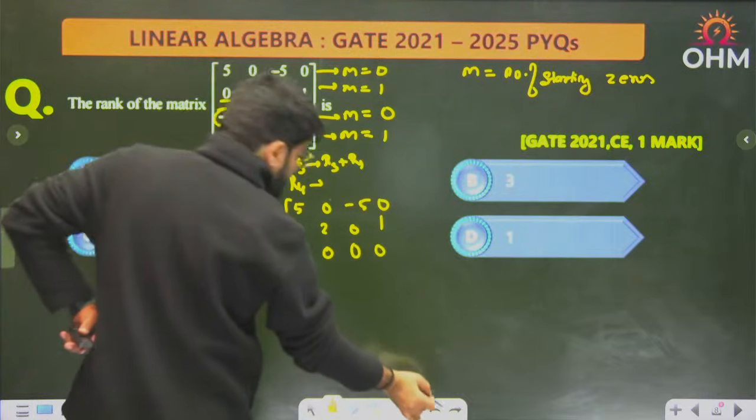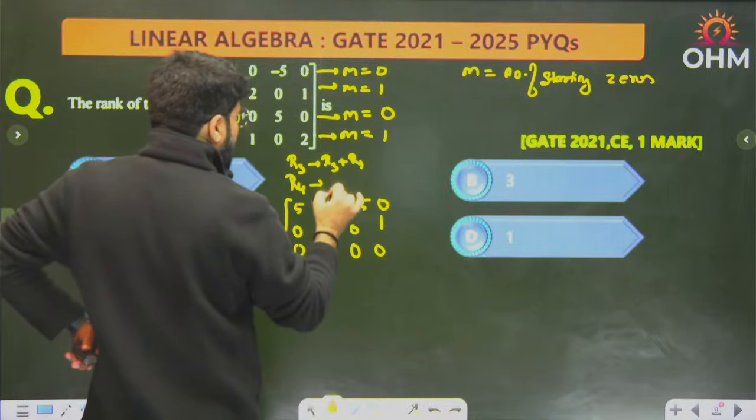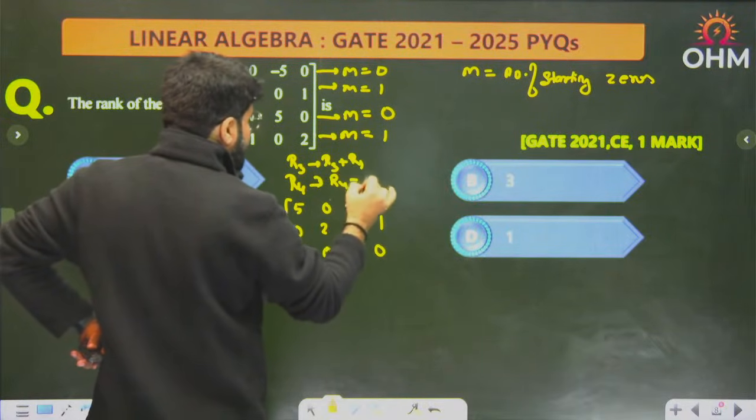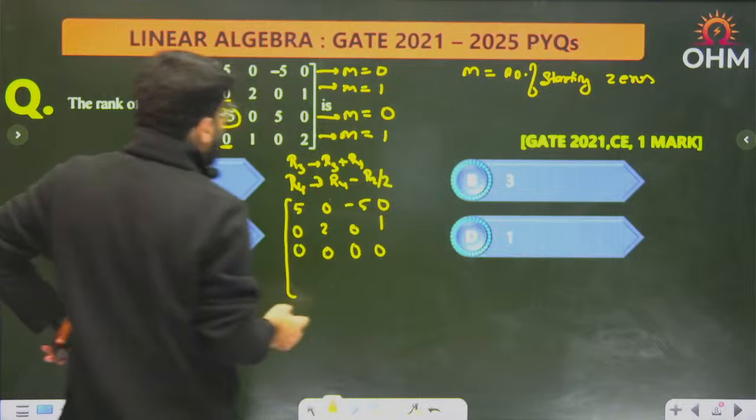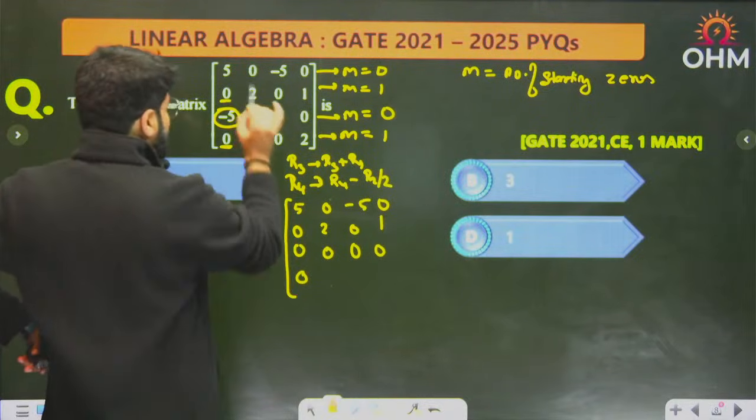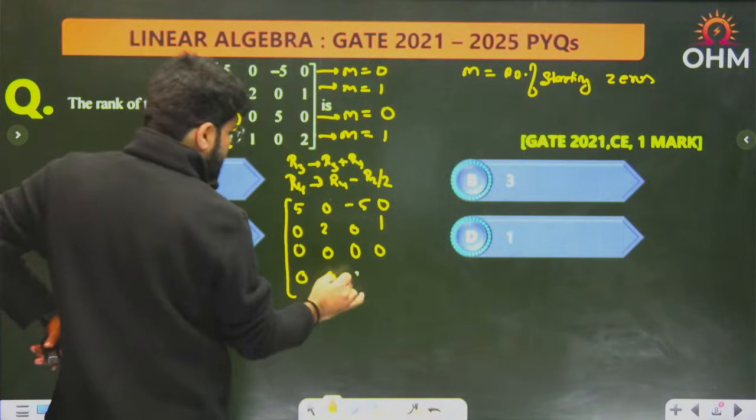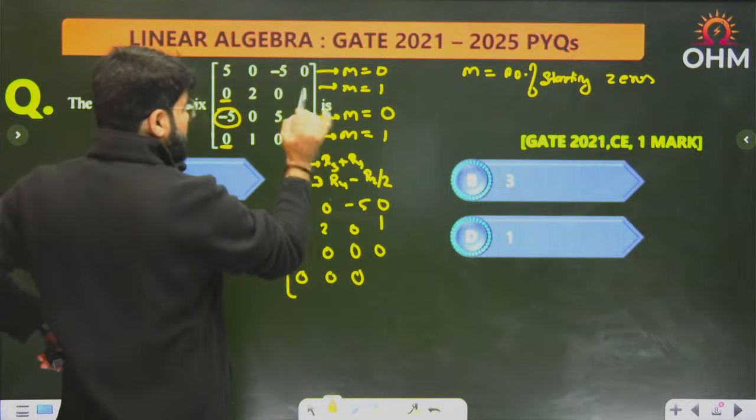So what I am going to do? I am going to do R4 as R4 minus R2 divided by 2. R2 by 2. So that this was anyway 0. This also becomes 0. 0 minus 0, 0. 2 minus half of 1. So that will be 3 by 2.